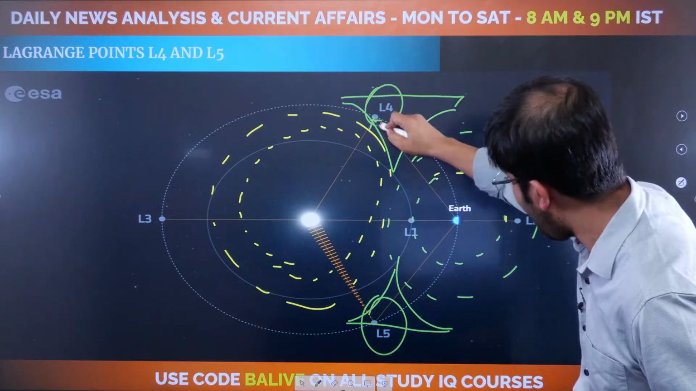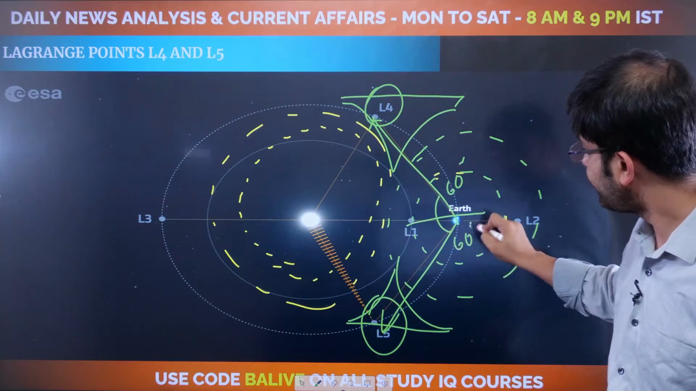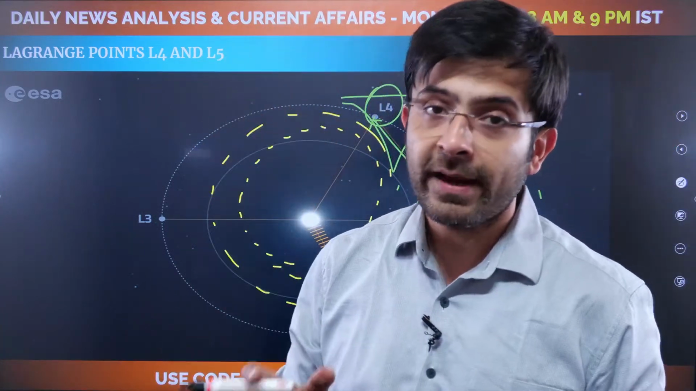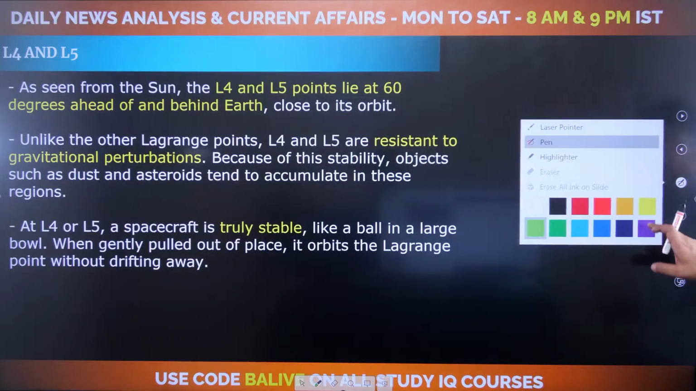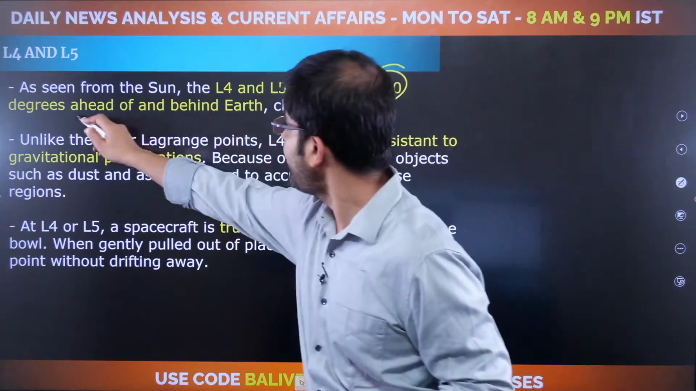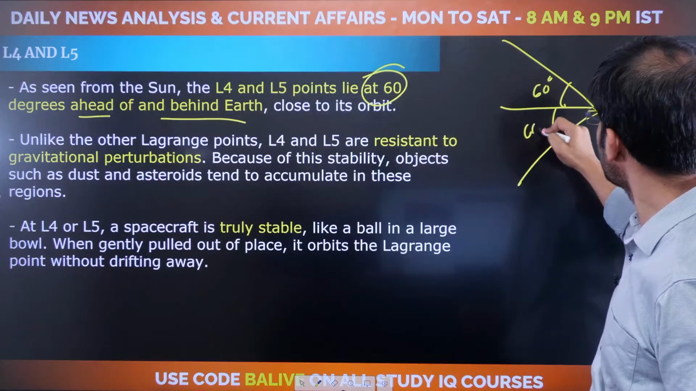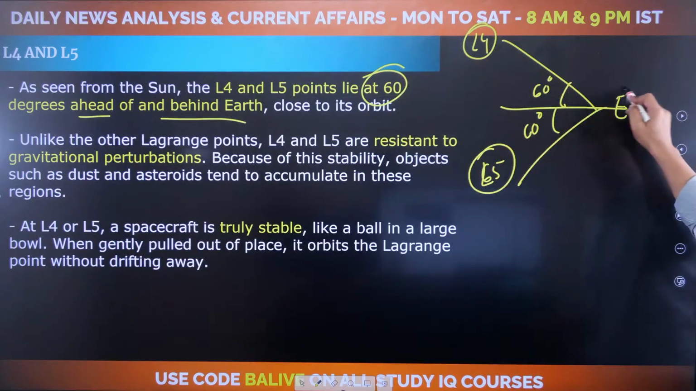Please understand, they are at an angle of 60 degrees, essentially looking like this. This is your Lagrange point 4 and 5, again considered to be stable. You are not going to use thrusters on a continuous basis to maintain stability. Clear, everyone? So this is what L4 and L5 are. L4 and L5 points lie at 60 degrees ahead of and behind Earth on both sides. This is the angle they are making, 60 degrees on both sides. Here is L4, here is L5, and here is your Earth.